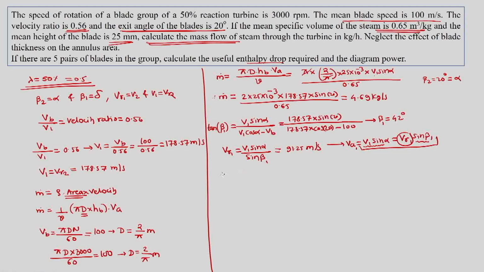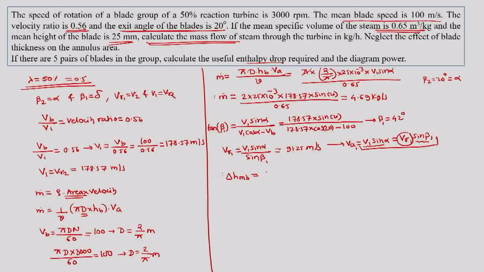So we can write down delta H for the moving blade. There is an enthalpy drop in the moving blade, and we know that in the case of a reaction turbine there is an enthalpy drop in the moving blade, and in an impulse turbine there is no enthalpy drop in the moving blade.